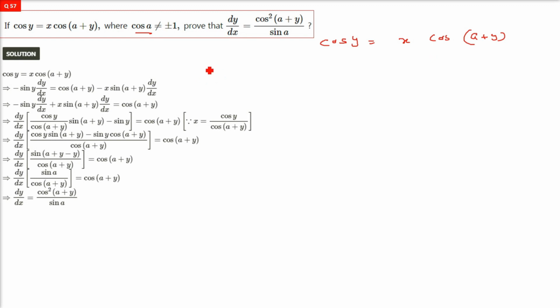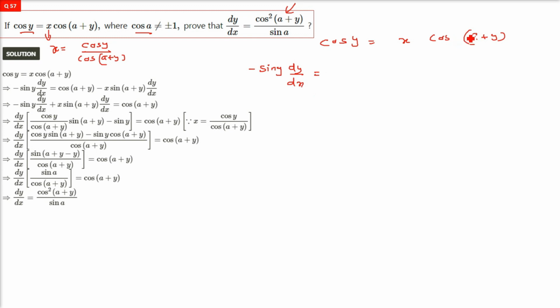We will be replacing x on the right hand side. So this x will come from here. From cos y is equal to x cos(a plus y), x will be equal to cos y by cos(a plus y). That we are going to replace wherever it is required. So we have cos y, differentiation is minus sin y, then differentiation of y is dy by dx.